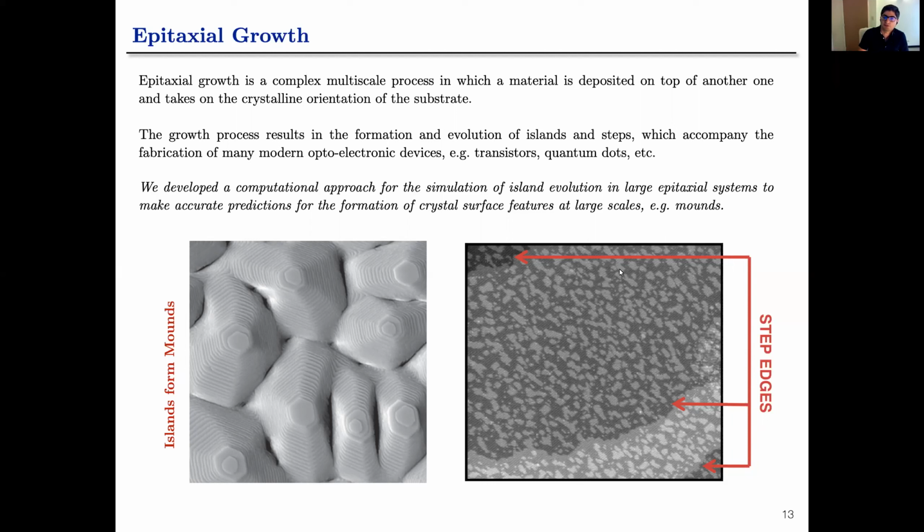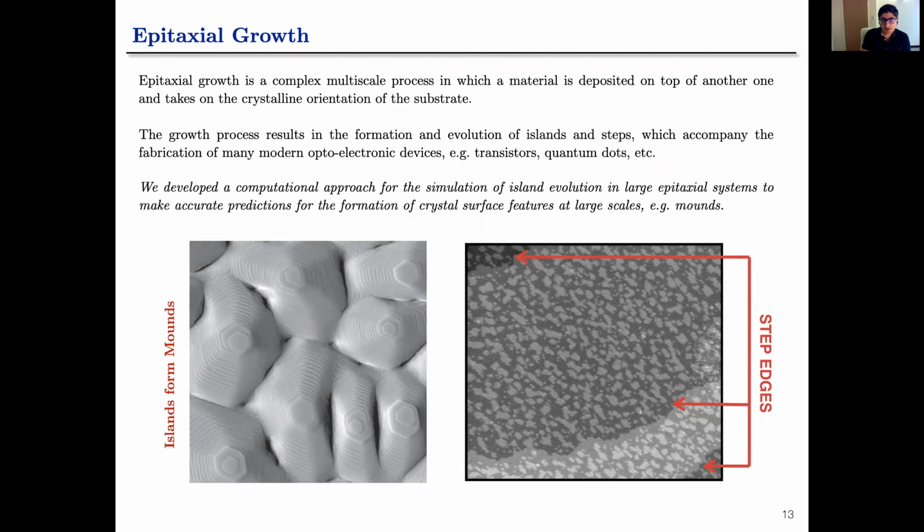There are a lot of optoelectronic devices that use epitaxy as the main fabrication process. For example, transistors are made as such. And you want to be able to control the formation of these mounds because they can degrade the electric properties of these devices. What we did was we developed a conventional approach for parallel simulations of epitaxial growth on time scales and length scales that are relevant to these devices in the technological domain.